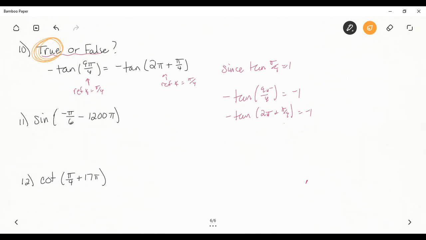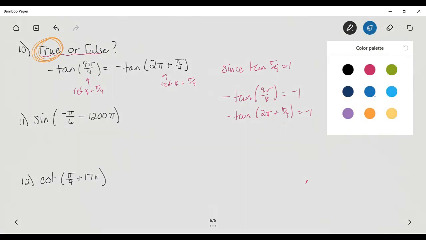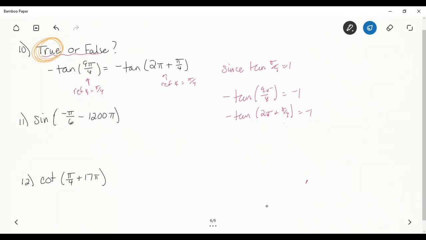Okay, looking at sine of negative pi over 6 minus 1200 pi, we want to figure out, well, what is it coterminal to? This is coterminal to the sine of negative pi over 6. How do you know that? Well, 1200 pi is an even number of pi, so the terminal side for that ends up on the positive x-axis. So now we've rotated down to negative pi over 6, which is in quadrant 4.